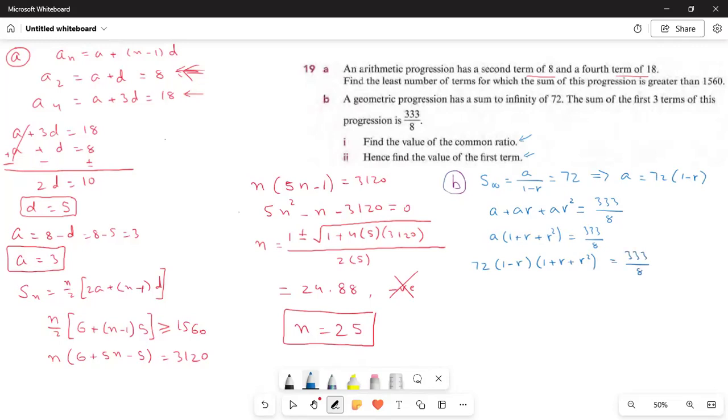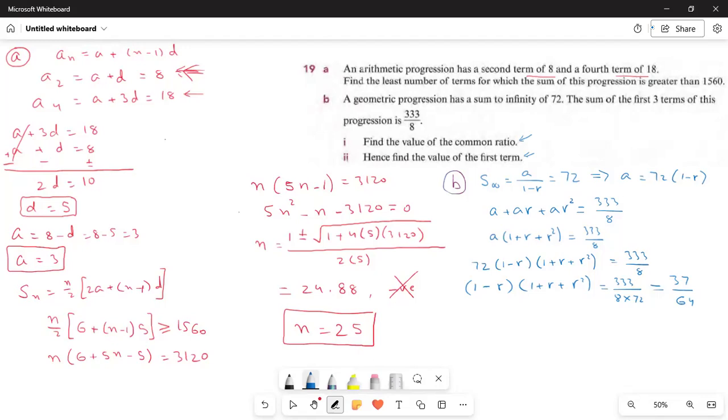I take 72 this side, so it will be 1 minus r into 1 plus r plus r squared, and it is 333 over 8 into 72. And I saw that after simplification, it remains 37 over 64. Okay. At first glance, this is a very difficult equation. It has become a cubic equation, right? And there's no closed form solution for a cubic equation. But let's not stop over here and try it a little bit more.